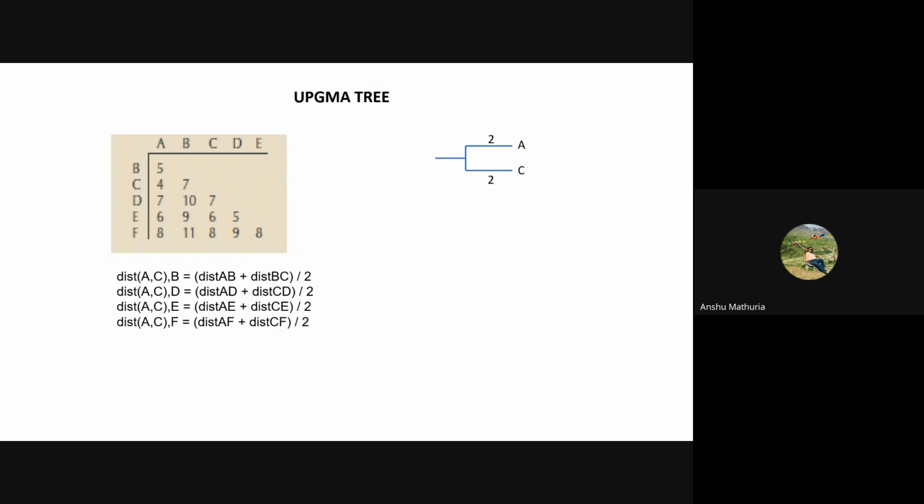Now you understood how to read this table. Our next step is to construct a tree from the distances between the samples. In the distance table, the first thing you have to do is find the species that have the least distance. So here, which species have the least distance?